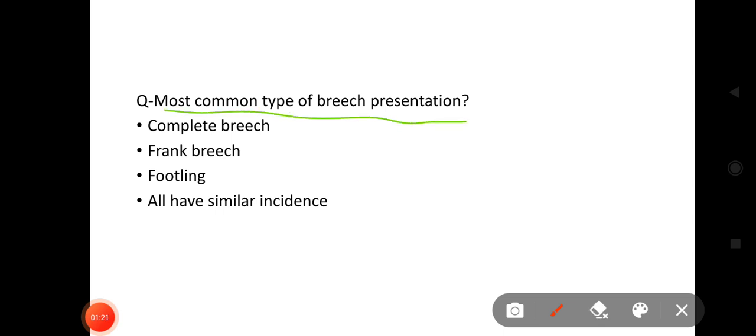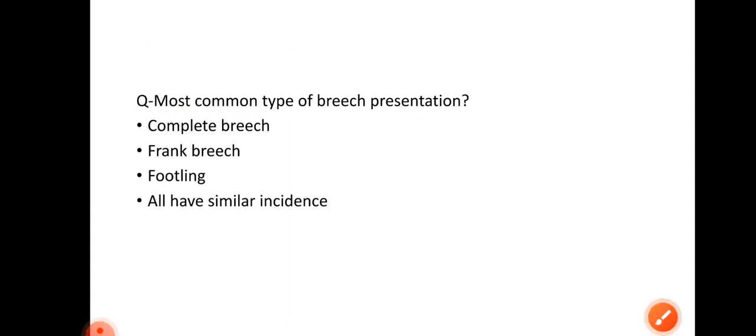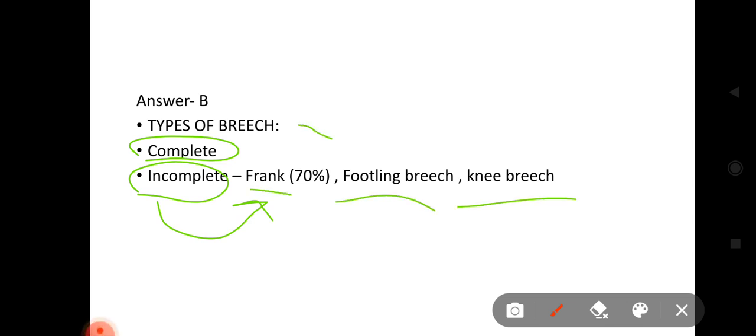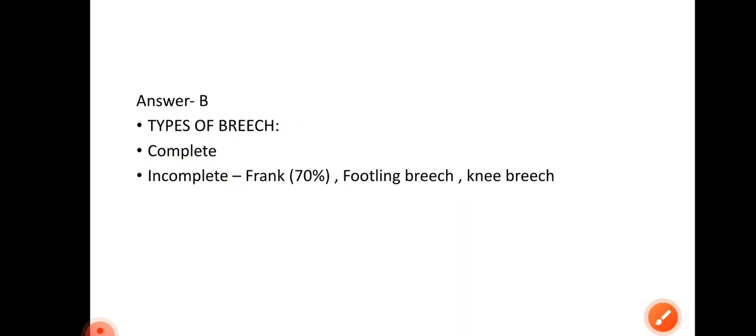Now most common type of breech presentation: complete breech, frank breech, footling, or all have similar incidence. Just try to guess the answer. So the answer is B, that is frank breech. Now types of breech presentation: complete and incomplete. In the incomplete type, there are various classifications: frank breech, footling breech, and knee breech. And frank breech is found in around 70% of the breech cases. So the most common breech presentation is frank.